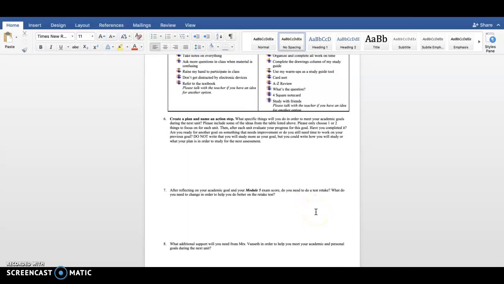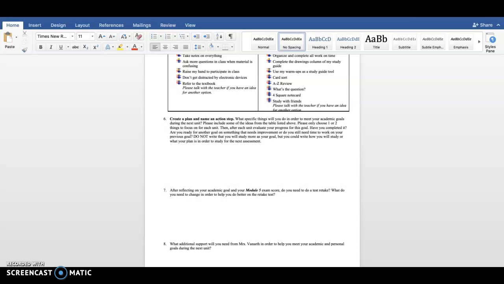Number 7, do you need a retake? I provide 1 retake per student per unit. Of course, there are some parameters and different teachers set different parameters around retakes, but I do allow for retakes in my class. And then number 8, what additional support do you need from the teacher? And typically they're really honest in this portion. Some students say things like, if you see me on my phone, please get on me, or the student really distracts me, I'd like to work with a different student.